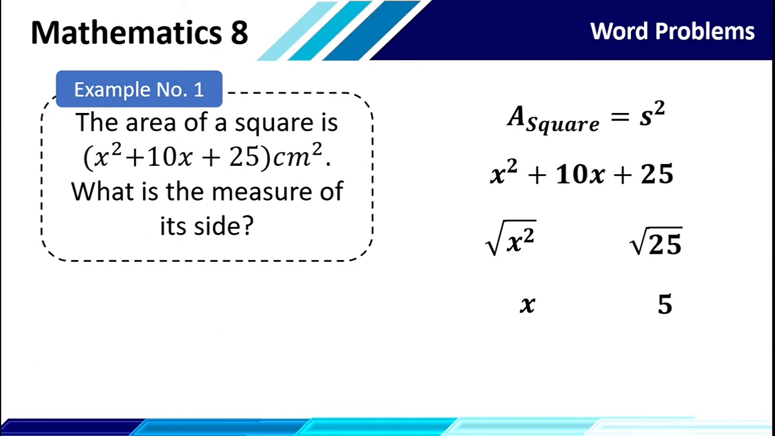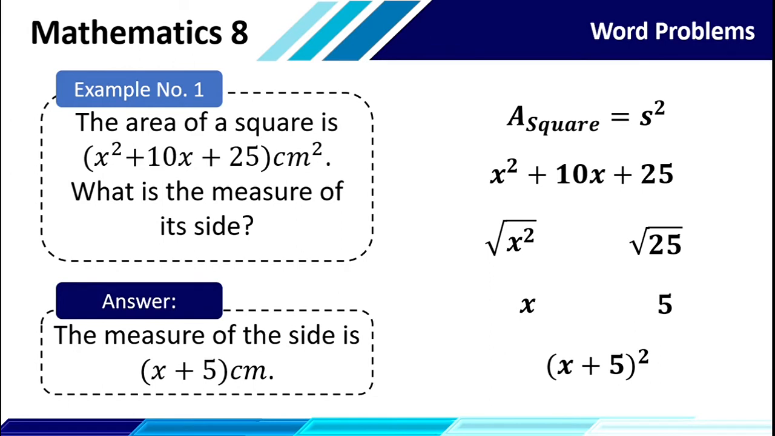And then let's write it as the product of two binomials. So we will have x plus 5 times x plus 5, or the square of the quantity x plus 5. Therefore, our final answer is x plus 5 centimeters. The measure of the side is x plus 5 centimeters.